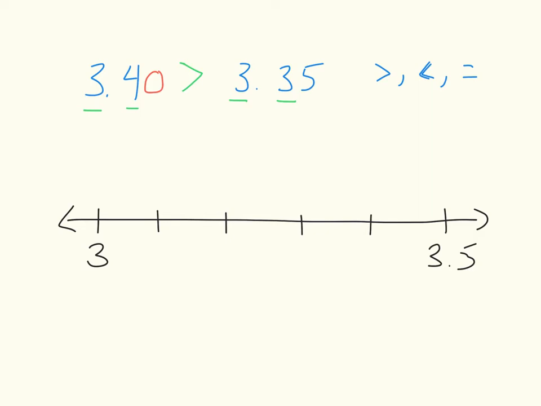We know that our 3 and 4/10 is going to land right on our 4/10 mark, so that's 3 and 4/10. And 3 and 35/100 is going to land in between our 3 and 3/10 and 3 and 4/10, because it's 5/100 there, so it lands directly in the middle. So we can see that 3 and 4/10 is greater than 3 and 35/100.